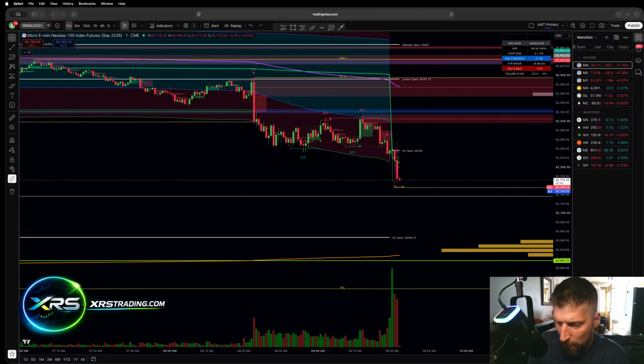Here we go, testing VWAP pullback. We almost gave back the entire New York move. New York Open was 046. That's close. This is going to come right back down. Big old rejection off of VWAP and value area low on the composite.